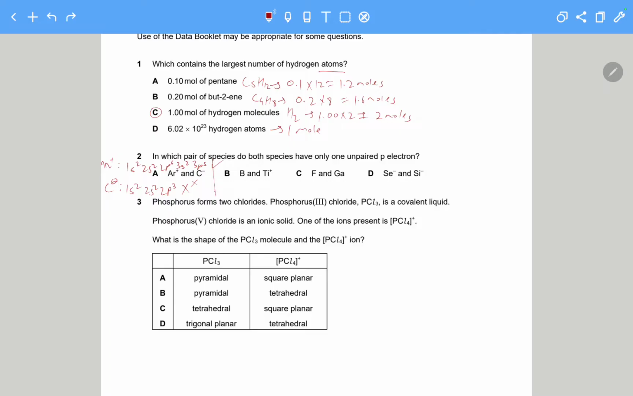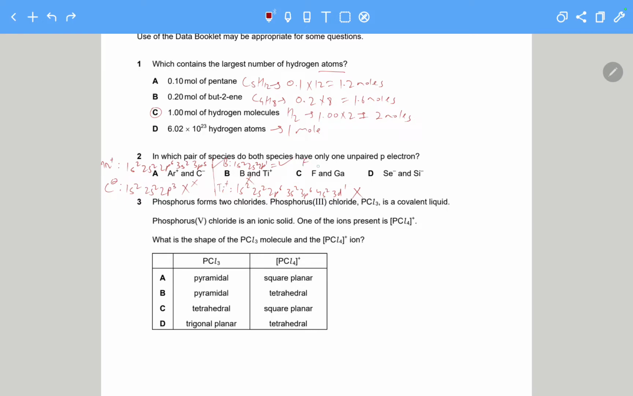Then we look at option B. Boron is 1s2, 2s2, 2p1, and this is only 1 electron in p, it's unpaired, so yes. And then titanium plus is 1s2, 2s2, 2p6, 3s2, 3p6, 4s2, 3d1. So there are no unpaired p electrons, all the p subshells are full, so this is wrong, and therefore B can also not be the answer. Then we will look at C.